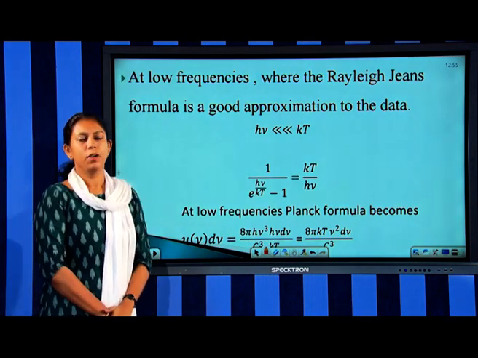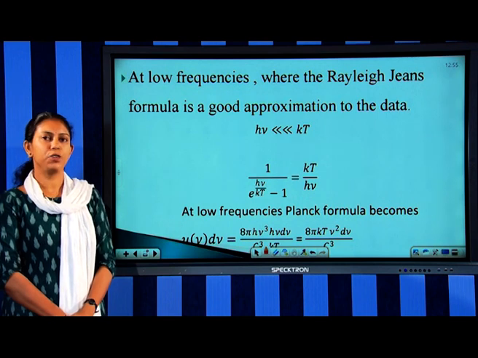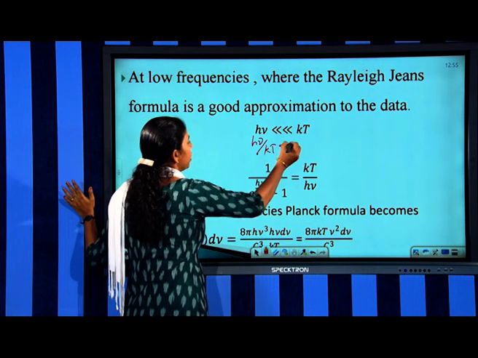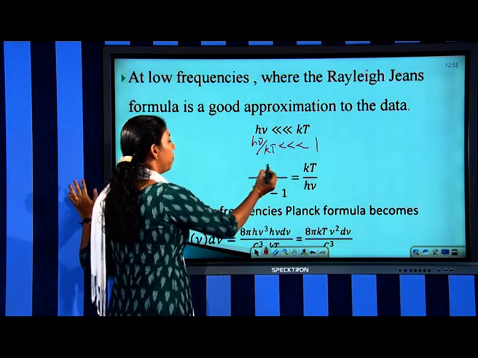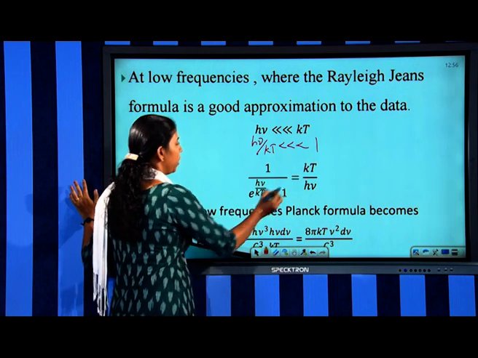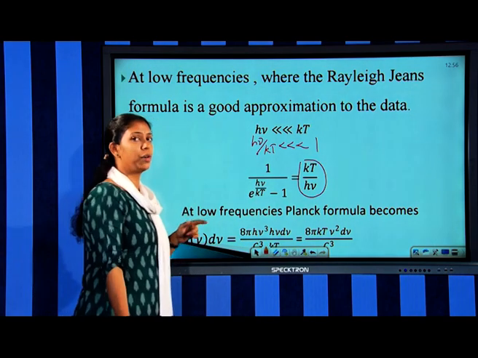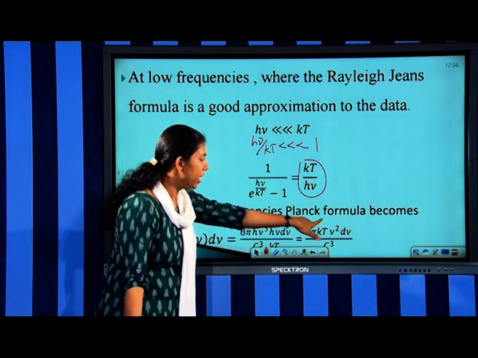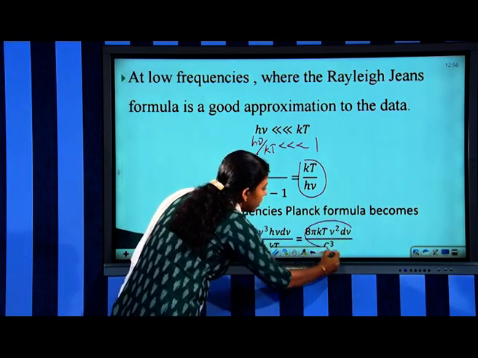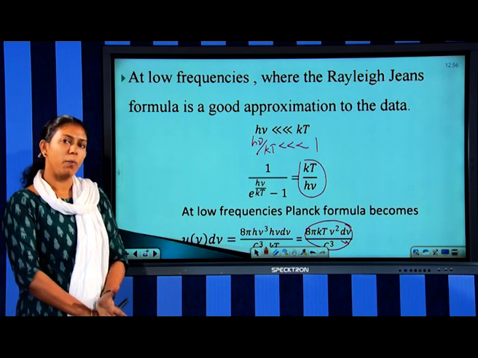At low frequencies, the Rayleigh Jeans formula is a good approximation to the data. At low frequencies, h nu is very much less than kT. Here h nu by kT is very much less than 1. So, 1 by e raised to h nu by kT minus 1 is equal to kT by h nu. Substituting this kT by h nu in the above equation, we get at low frequencies, Planck's radiation formula becomes equal to the Rayleigh Jeans formula. Let's substitute here, we get 8 pi kT nu squared d nu by c cubed. This is the Rayleigh Jeans formula. So, at low frequencies, Planck's radiation law obeys the Rayleigh Jeans formula.